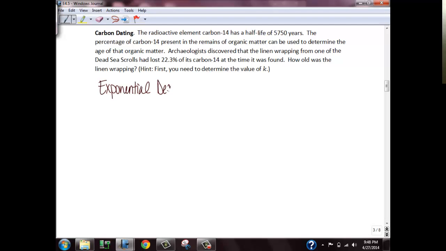Exponential decay, then we're going to use P of t equals P naught e to the negative kt, because the carbon should be decreasing, or the amount of carbon should be decreasing over time. So this is the formula we're going to use. Now, in order to find this formula, I need to know my initial amount, and I need to know my constant, which they didn't actually give me.